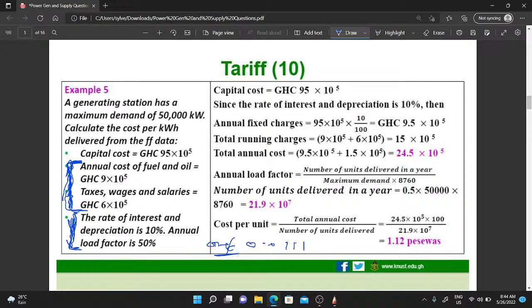You can leave your answer as this. If you don't know how to change it to pesewas, first leave your answer. But if you multiply this by 100, you get your answer in pesewas. So by 100, you get 1.12 pesewas. Okay, so that is it for this question. We were supposed to find a cost per kilowatt hour. They could have said find the cost per unit. It means find your total number of units, find your total cost, and divide the two. So that's how you analyze the questions.